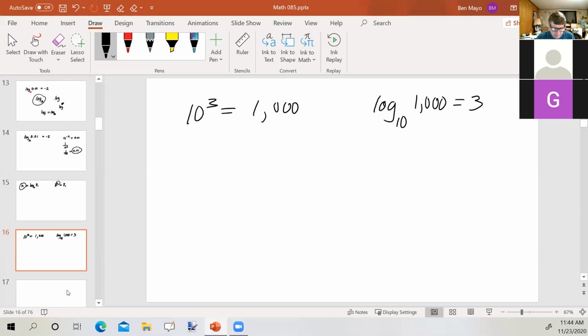Now, do you have a calculator handy? Yeah. Okay, so on your calculator, find the button that says log. Push that button, and you should get this showing up. Then put in 1,000, close it up, push equals, and you should get 3. Do you? Yeah, I got 3. Great.